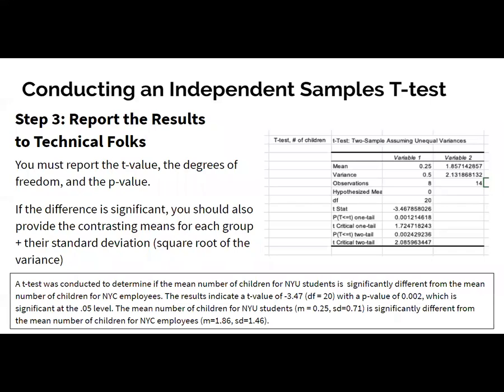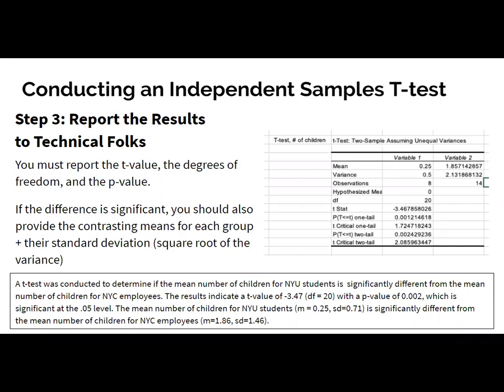Whenever I'm reporting to a statistical audience, I usually take this and make it like ad libs. I just pull out the numbers that were there and put in my own numbers. So it says a t-test was conducted to determine if the mean number of children for NYU students is significantly different from the mean number of children for NYC employees. The results indicate a t-value of negative 3.47. You can see where I pulled that up here. There it is, t-stat. And the degrees of freedom are 20. You can see that there. With a p-value of 0.002, which is significant at the 0.05 level. So you have to tell them what your alpha level was.